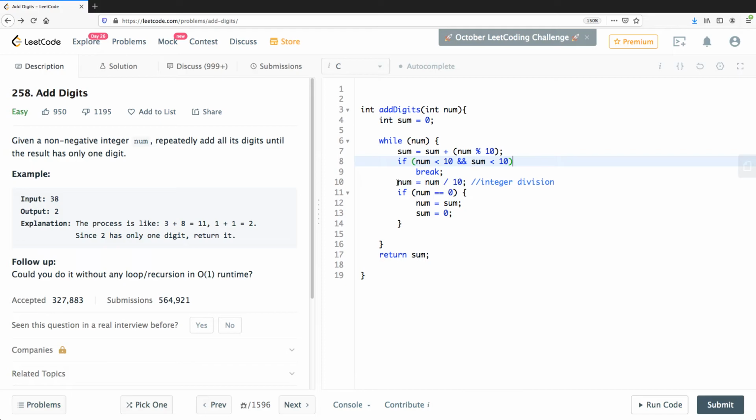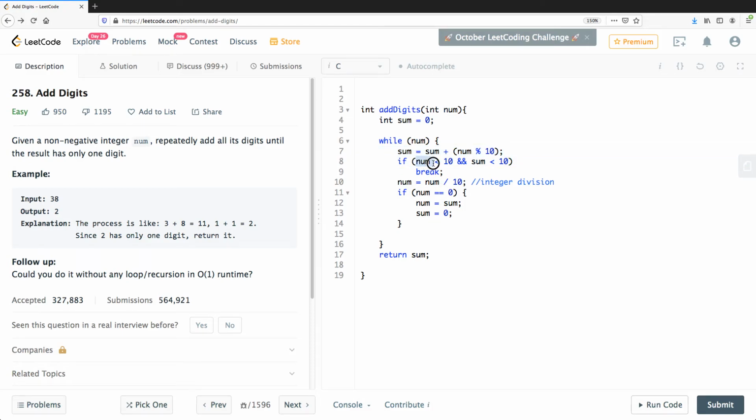And num now goes to 0. When num goes to 0, we reset num to the current sum, which is 11. So num becomes 11 now, sum becomes 0. We follow the process again. At some point, what happens is we get 1, we get again 1. Now it becomes 2. Then what happens?